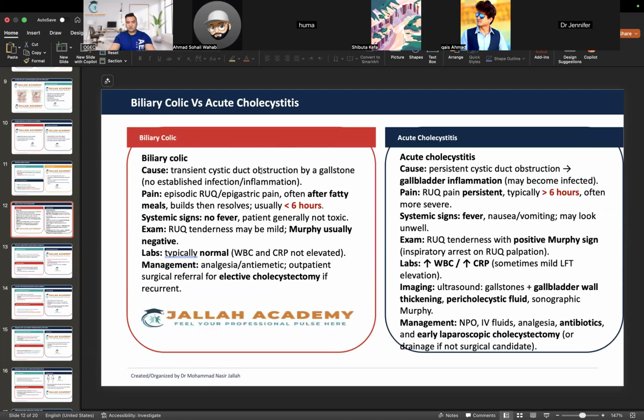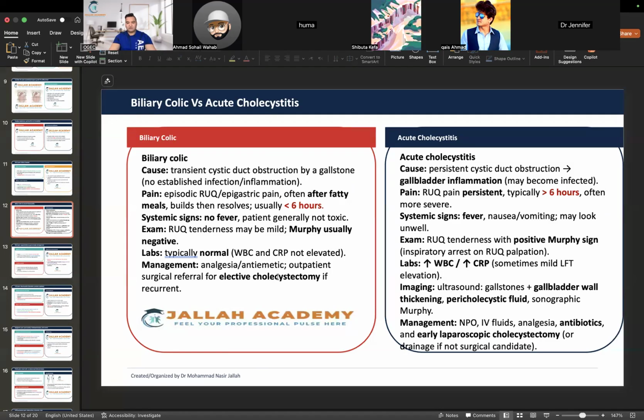So by now, I think we know what is biliary colic and what is acute cholecystitis. Biliary colic is transient, episodic, less than 6 hours, usually after fatty meals, and usually doesn't have systemic symptoms like leukocytosis or fever. Acute cholecystitis has high WBC, leukocytosis, CRP, and the patient will have fever as well. And for both of them, we do the same thing.